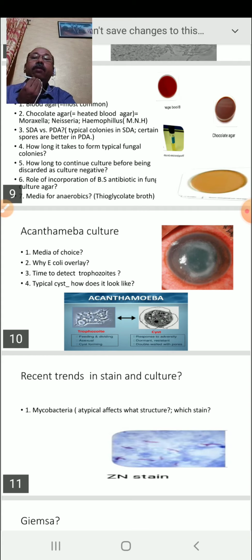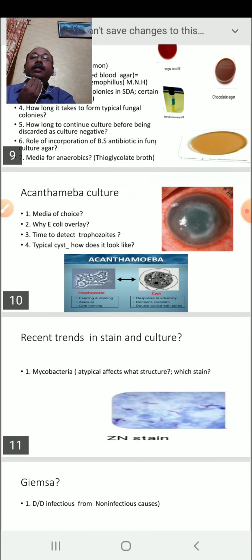Now what is the role of incorporating a broad spectrum antibiotic in fungal non-nutrient agar? This actually helps in suppressing the growth of the bacteria, which otherwise will interfere with the growth of the fungus. For anaerobes or microaerophiles, we usually use a thioglycolate broth agar.